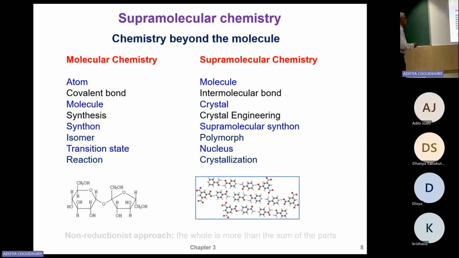Supramolecular chemistry: I'm going to show you how it is related to molecular chemistry. It's chemistry beyond the molecule. In molecular chemistry, you talk about atoms; in supramolecular chemistry, you talk about molecules. This is the covalent bond in molecular chemistry; the intermolecular bond, the supramolecular bond, is in supramolecular chemistry or crystal engineering for that matter. You say synthesis, you say crystal engineering. Say synthon, supramolecular synthon, which I'm going to introduce. Isomer, it's a polymorph. In organic chemistry you have isomers; in this case you have polymorphs. Transition state, nucleus. Reaction, crystallization. You see the relationship between molecular chemistry and supramolecular chemistry.